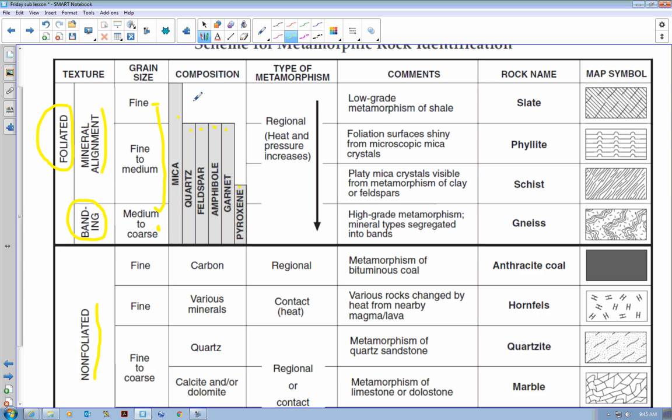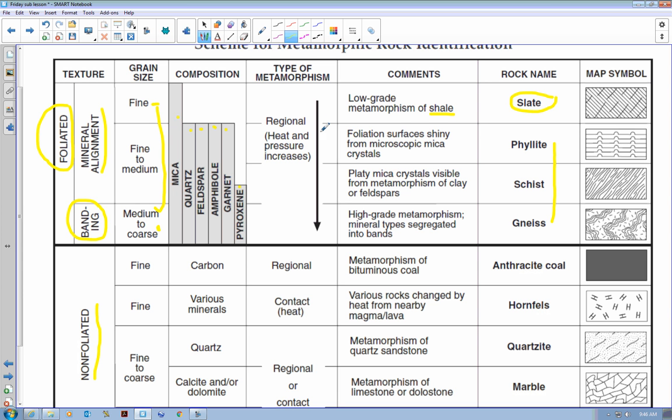And the reason is that the fine one up here tends to be slate. Slate pretty much only comes from shale. Shale is a sedimentary rock that is made of clay. And clay might have some mica in it, but it does not have any of this other stuff. So all these minerals then can be found in these other examples here: phyllite, schist, and gneiss.